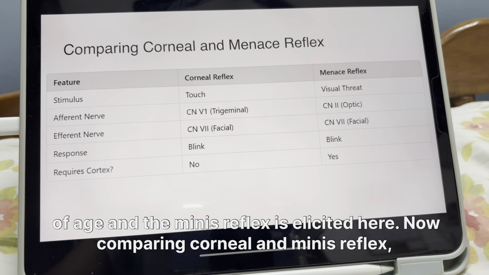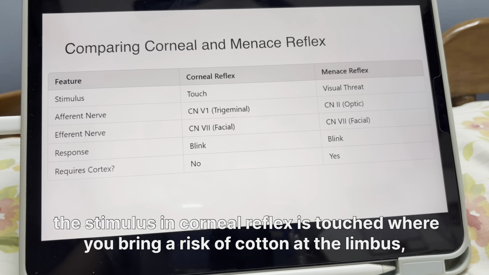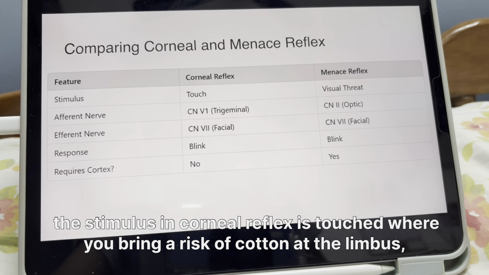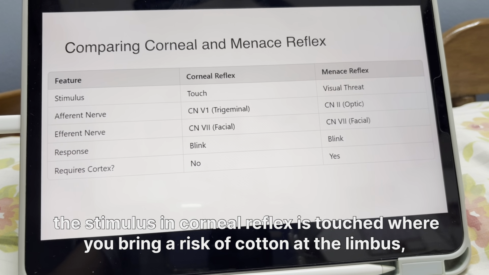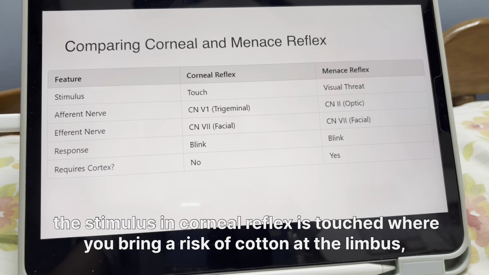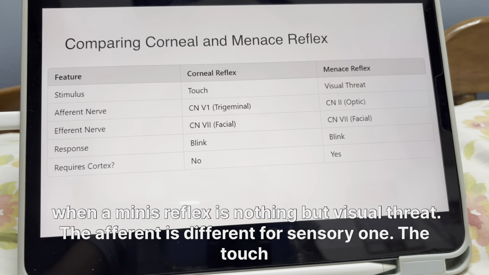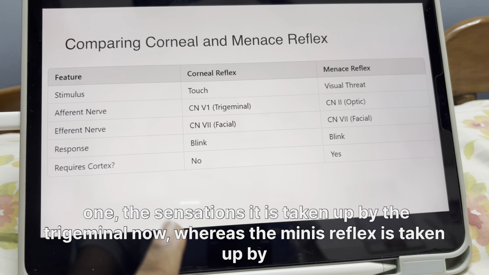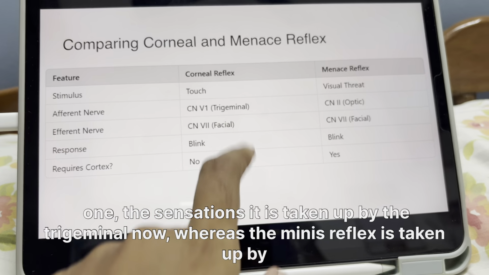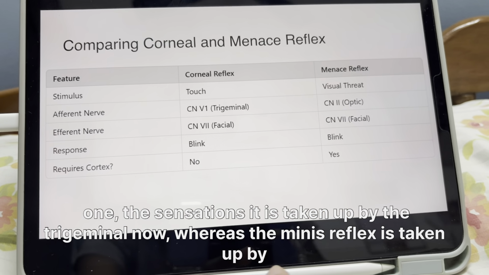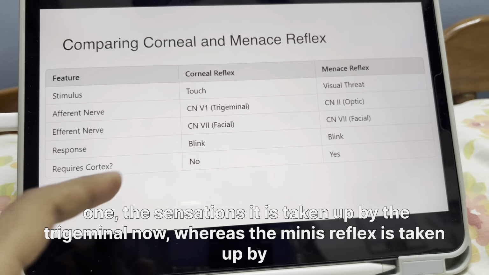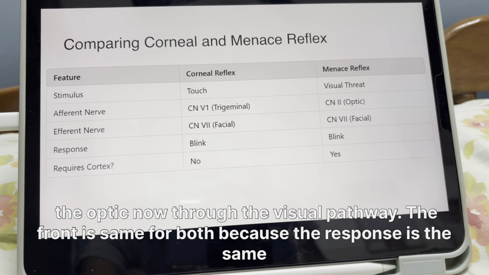Now, comparing corneal and Menace reflex, the stimulus in corneal reflex is touch, where you bring a wisp of cotton at the limbus, whereas Menace reflex is nothing but visual threat. The afferent is different. For the sensory one, the touch one, the sensations are taken up by the trigeminal nerve, whereas Menace reflex is taken up by the optic nerve through the visual pathway.